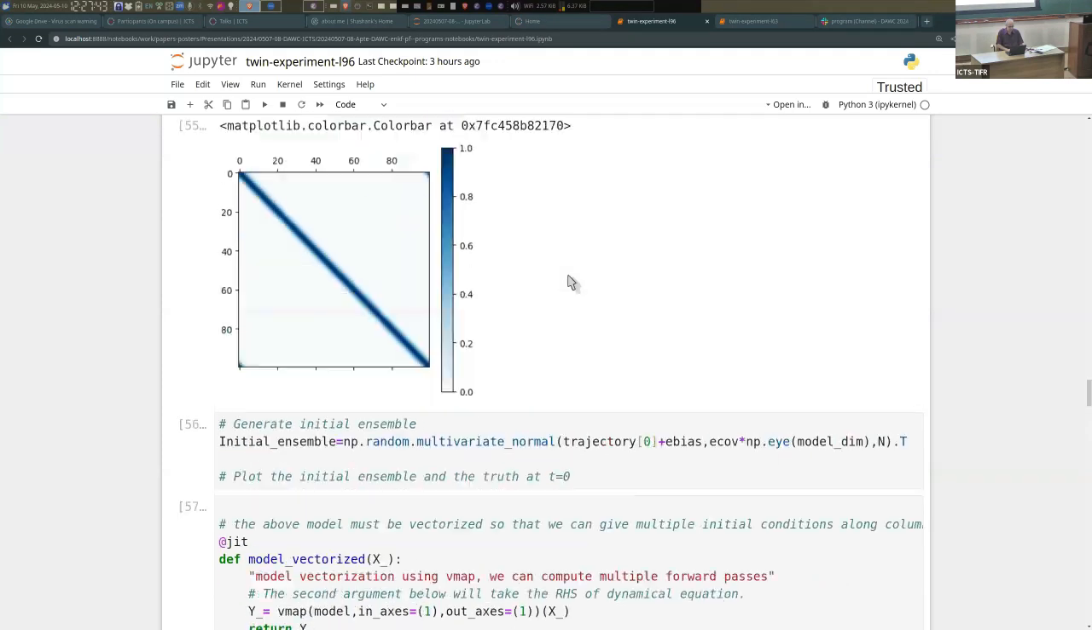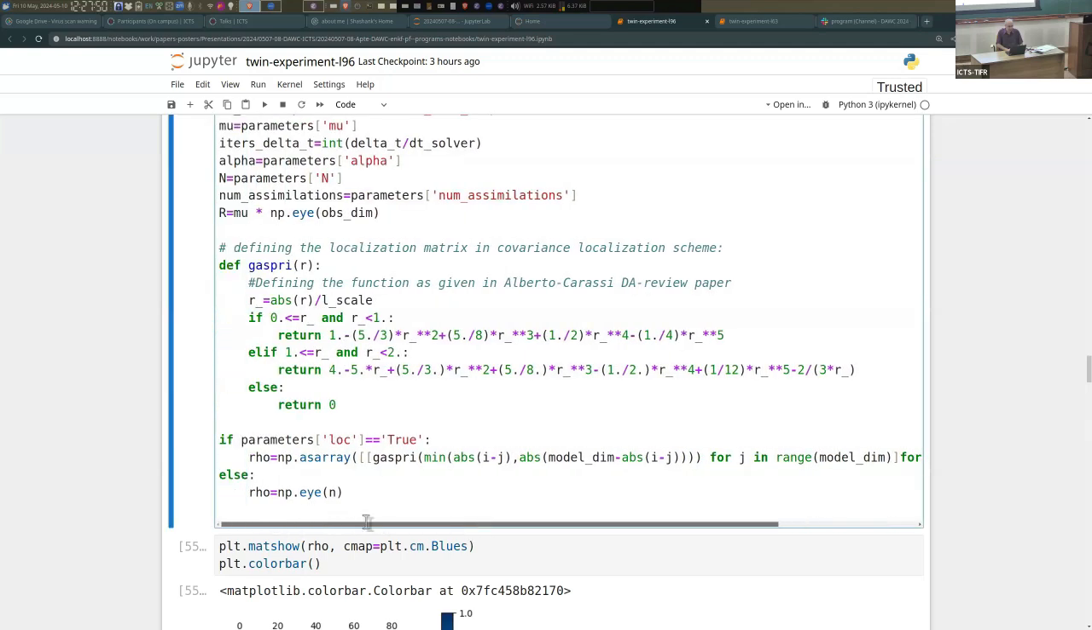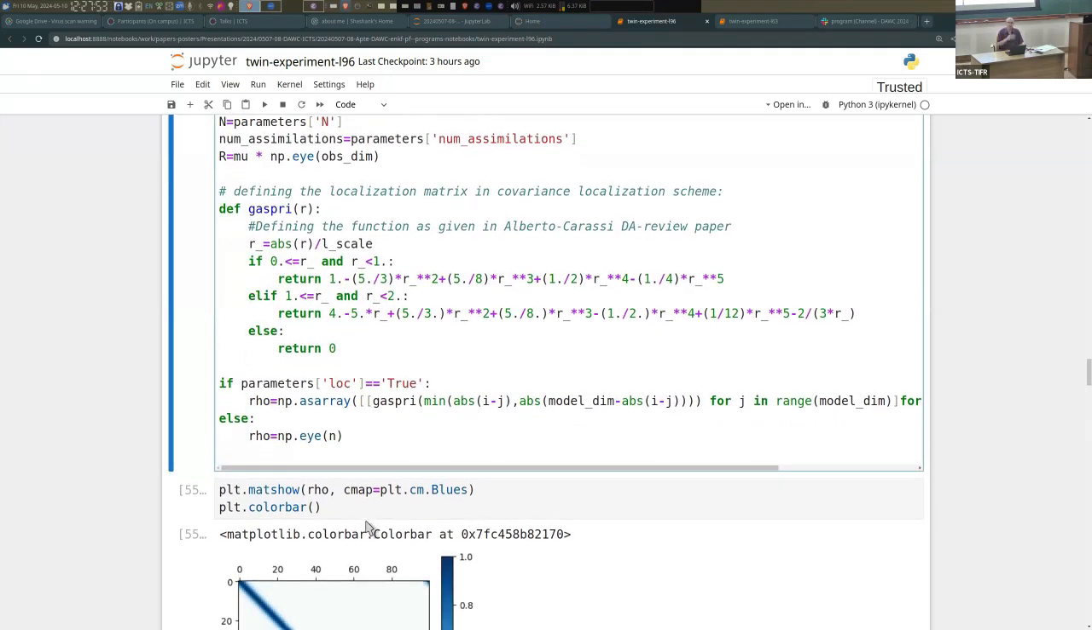But before talking about modularity of the code, there is a part that I was pushing under the carpet. I said I didn't talk about it at all. Localization, keep it in mind. And now let's talk about localization.